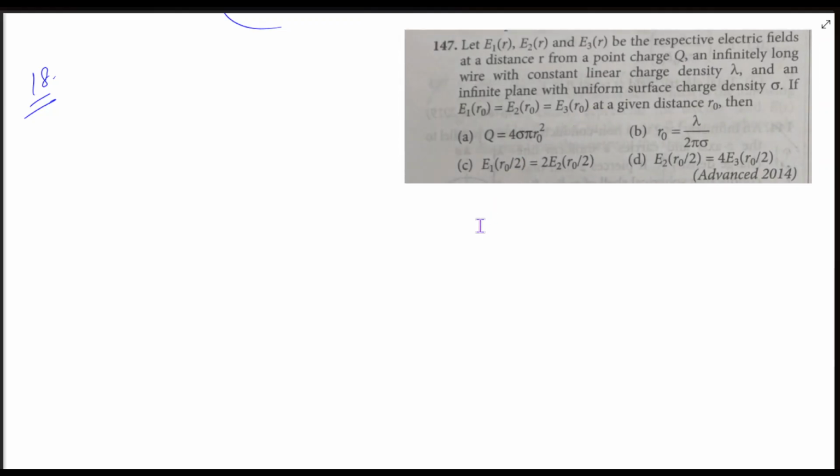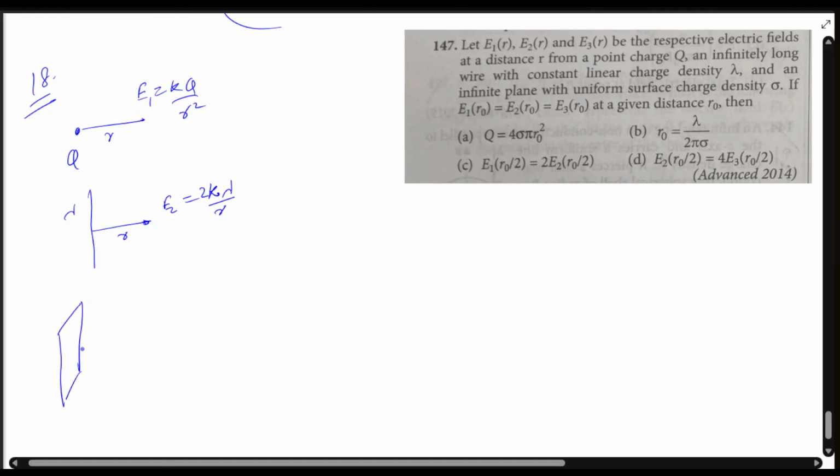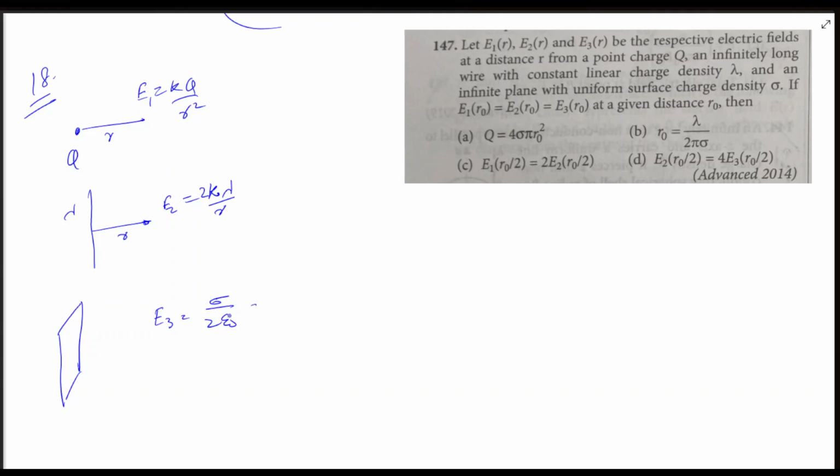Okay, so we have E1, E2, and E3 as the electric field at a distance r from a point charge. So for a point charge, at a distance r, the electric field will be simply kq by r square. Next we have a line charge, and at a distance r, the electric field will be 2k lambda by r, right? It was 2k lambda. And for an infinite plane, remember again, it is not saying conducting or not, so we just write it as non-conducting. It will be sigma upon 2 epsilon naught. Okay, it will be constant.